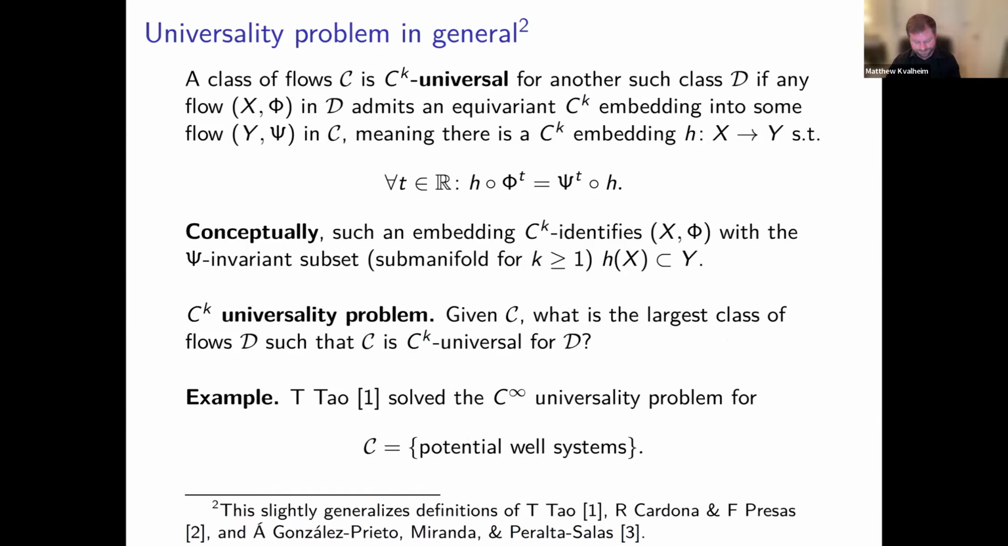And for example, Tao solved the C infinity universality problem in 2017 for the class of so-called potential well systems. So these are flows generated by ODEs on Riemannian manifolds of the form x double dot equals minus gradient of some potential of x.